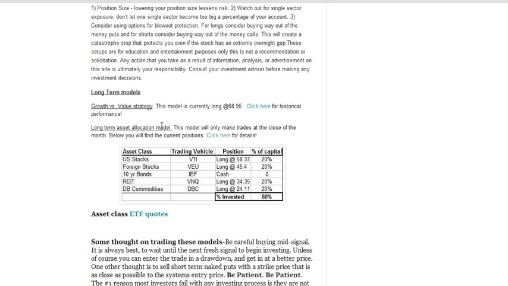And then the long-term asset allocation models are real simple. You buy these 5 asset classes when they're in uptrends, and you sell off a portion or all of them when they get into downtrends. You can be anywhere from 100% invested to, right now, only 80% invested.